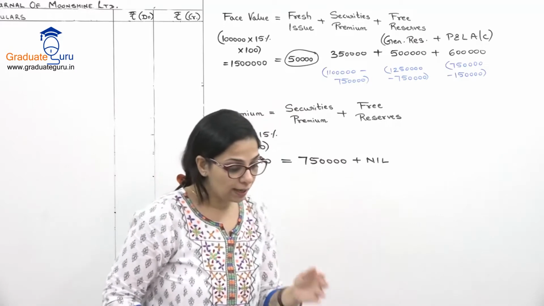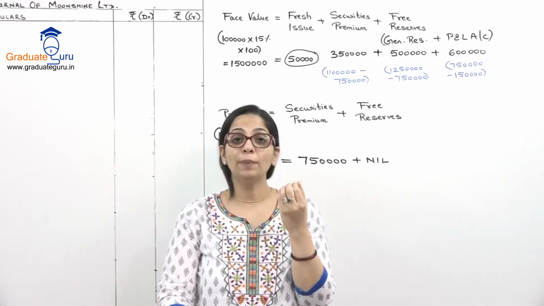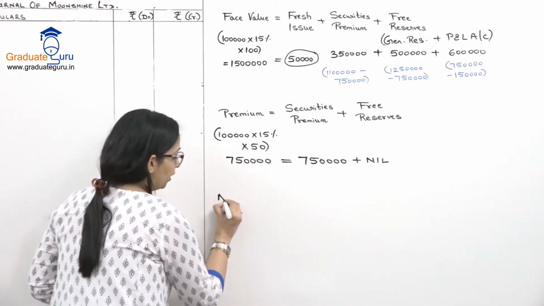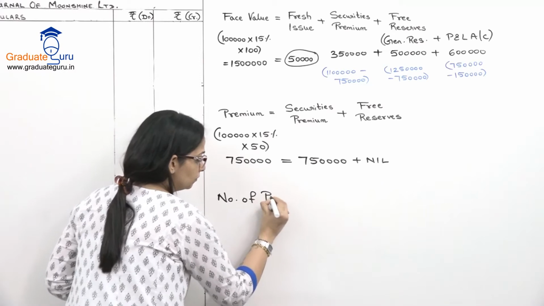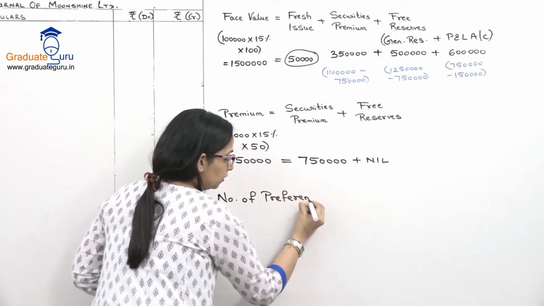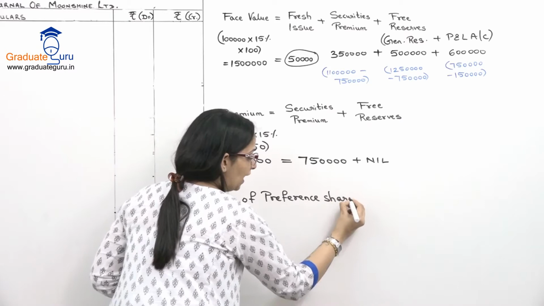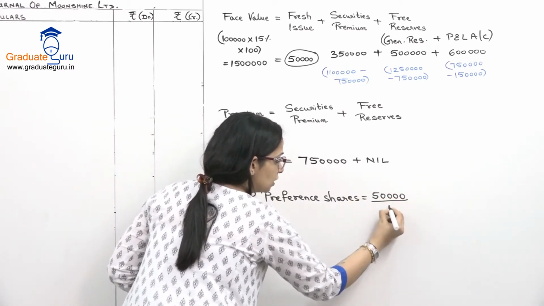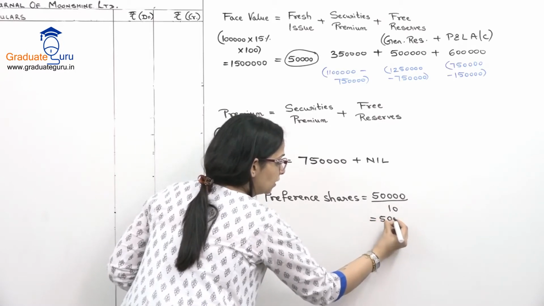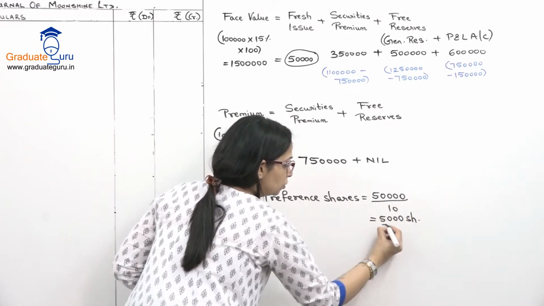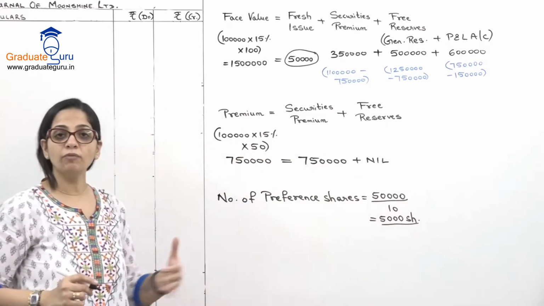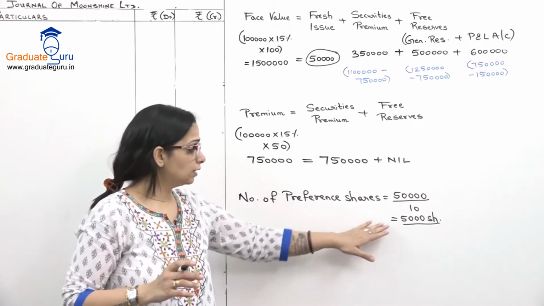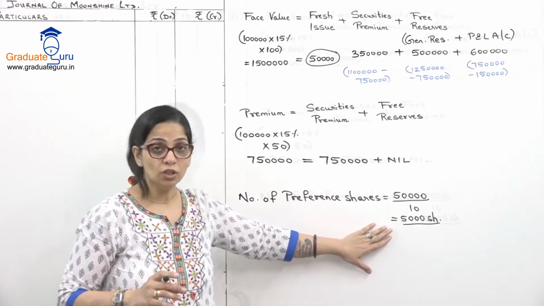ये fresh issue क्या है? It is preference shares of rupees 10 each. So obviously how much shares will these be? Number of preference shares. I am issuing preference shares of 10 each worth 50,000. So 50,000 upon 10, what we get is 5,000 shares. This will be used when we prepare our notes to accounts because हमें share capital में preference shares बताने पड़ेंगे. That's why I have calculated the number of shares.